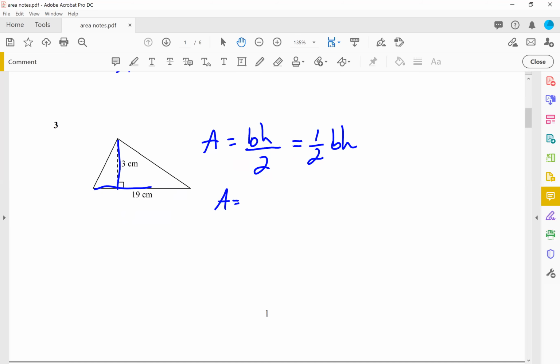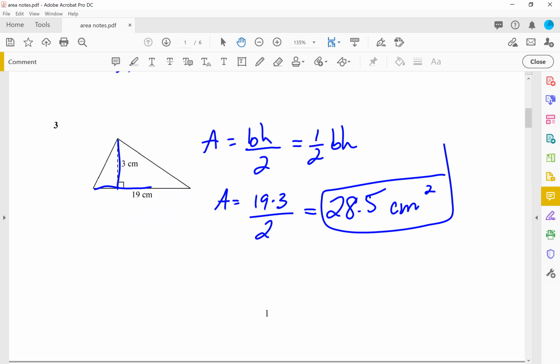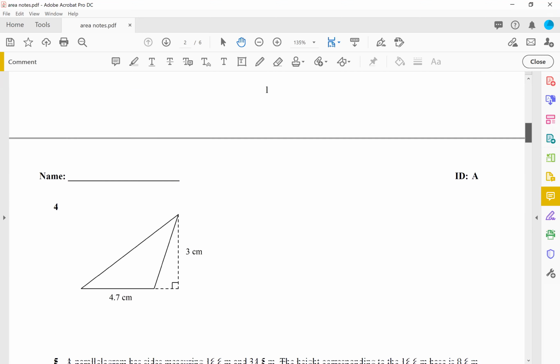So for this one, it's going to be 19 times 3 divided by 2. So 19 times 3, divide that by 2, and you will get 28.5 centimeters squared. And again, that base and the height, always at a right angle.